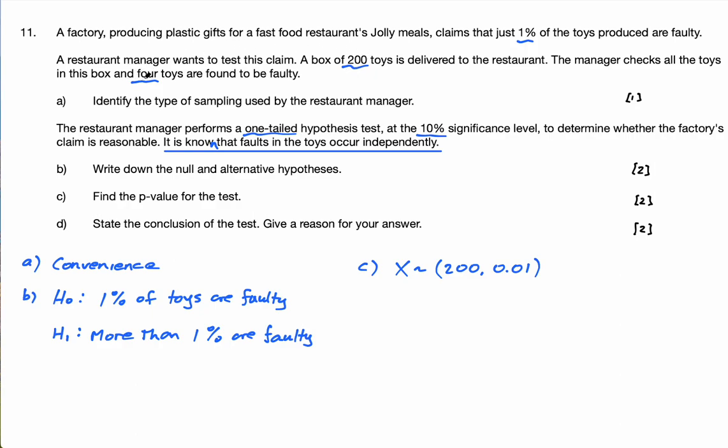And the p-value we'll find from finding out the probability that x is more than or equal to 4. Because it's not just equal to 4, because that's going to be a small number. Because it's one-tailed, we want to find the probability that 4 or 5 or 6 or 7 all the way up are faulty.